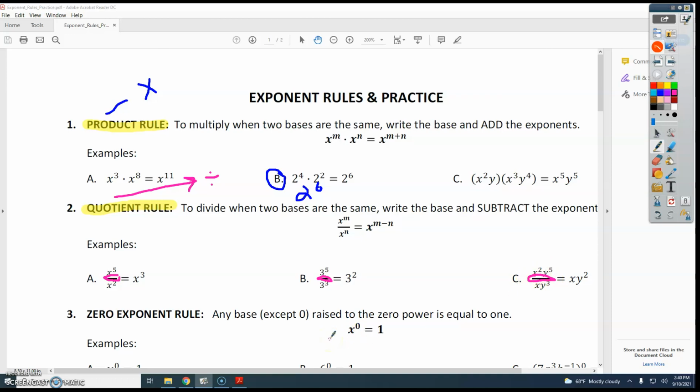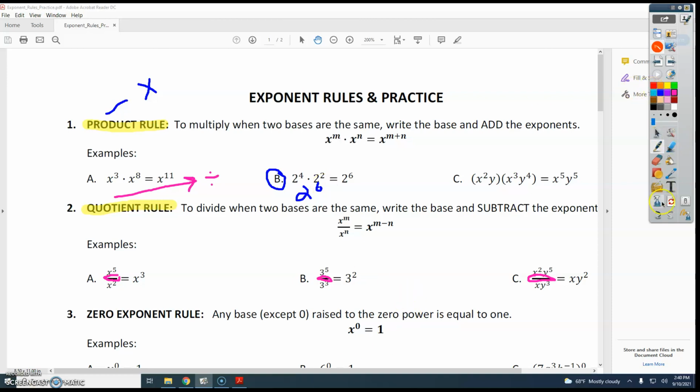Now, here's the other thing. In the product rule, we kept our base and we added our exponents. Well, here we're going to do the opposite. We're going to keep our base. So if you look here, this is what this rule is saying. We're going to keep our x and we're going to subtract our m and our n. The reason they kept m and n here is because they didn't have numbers to represent that. But if we look at B, 5 and 3 are the 2 numbers that are exponents. So they kept the 3. 5 minus 3 is 2. And that's how you get 3 to the 2nd power. That's how it's simplified.